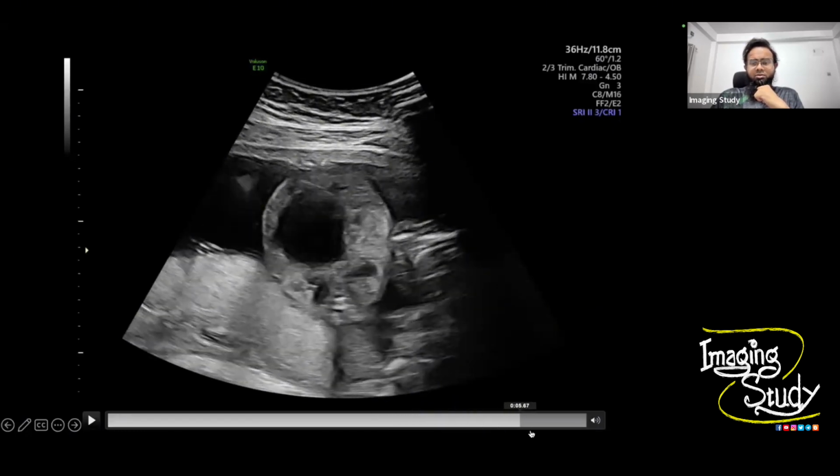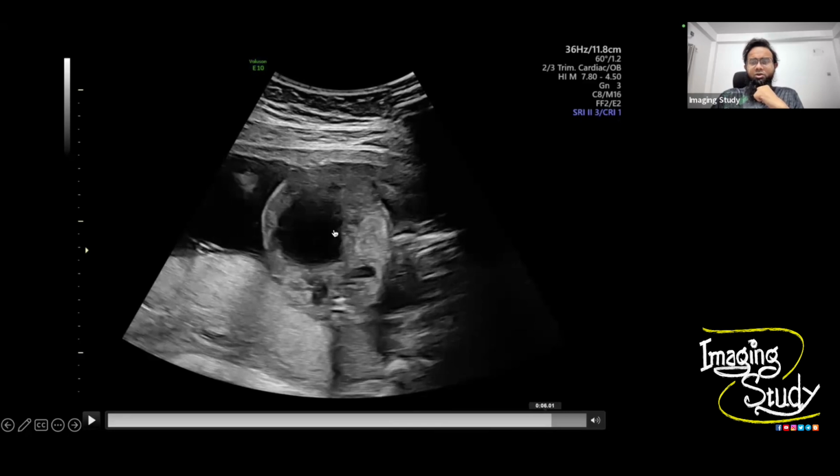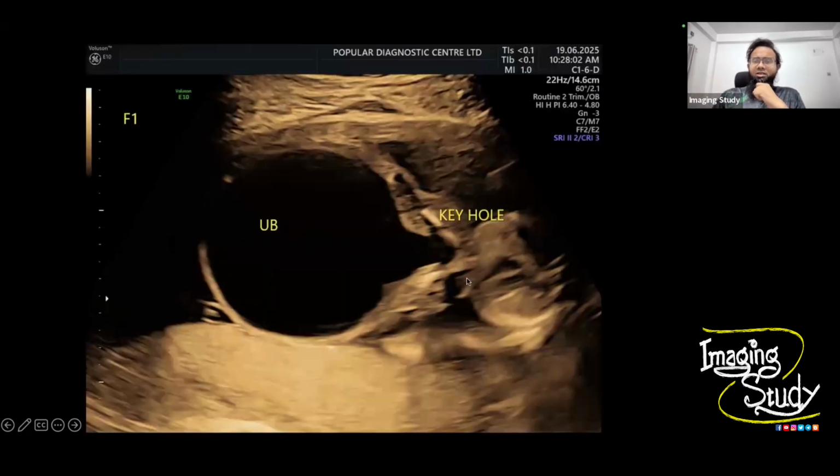Now just go a little downward and you can see the whole urinary bladder is pushing upwards. So this is the typical keyhole appearance in this patient. So this is the typical feature of posterior urethral valve.